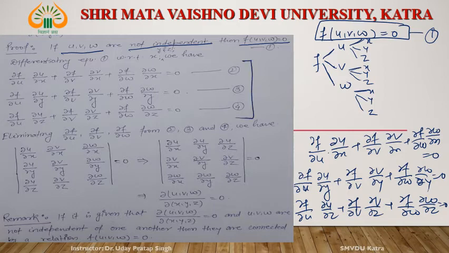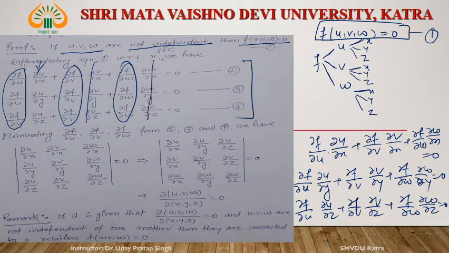From these equations, eliminating ∂f/∂u, ∂f/∂v, ∂f/∂w, then we get this determinant. ∂f/∂u, this one is the first column. ∂f/∂v, this one is the second column. ∂f/∂w, this one is the third column, right? First column, second column, and third column. We obtain this determinant.